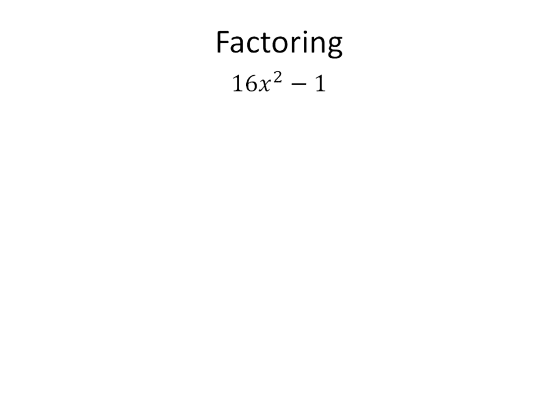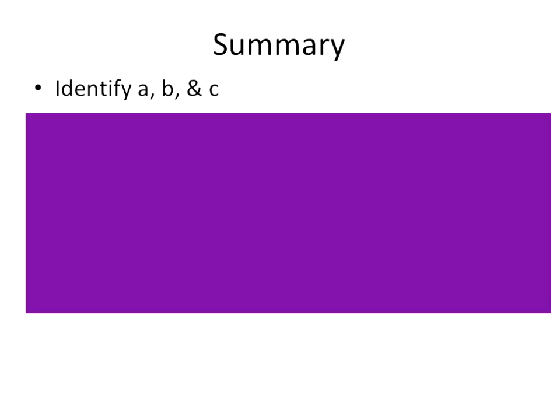Oh, what happens on this one? Just a quick question. How many x's are there? 0. Yeah, so I can think of this as 16x squared plus 0x minus 1. Okay? If there's a part that's not there, it's always 0.